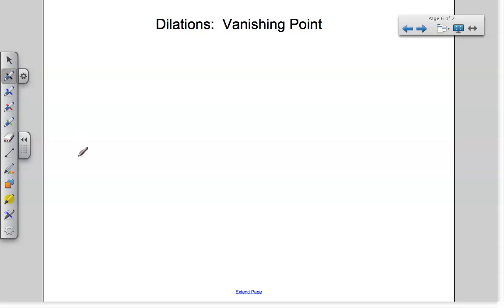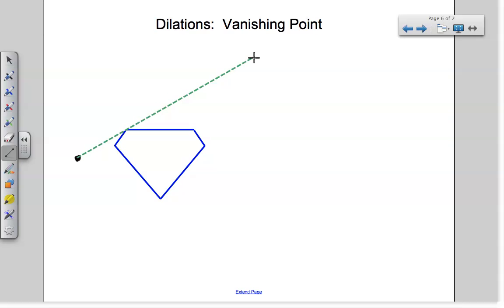If I would consider this here, this is my vanishing point, and I'm going to put an image. Maybe I'll do sort of like the Superman symbol here. Now there's my original image. Or I shouldn't say image because image is the new one, right? There's my original figure.